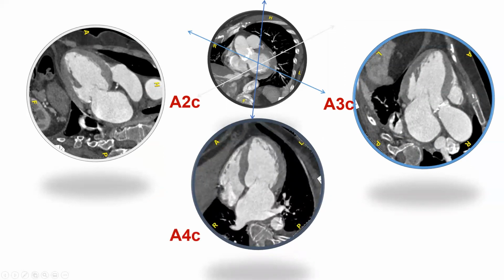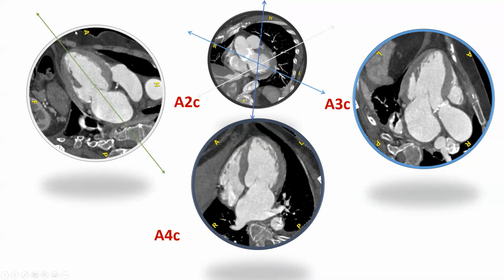And how I wish we had this around when I was learning echocardiography. It would have helped me tremendously to understand the echocardiographic image planes. So here I'm showing you the planes of the three-chamber view, the two-chamber view, and the four-chamber view. And this is an optimized four-chamber plane here.